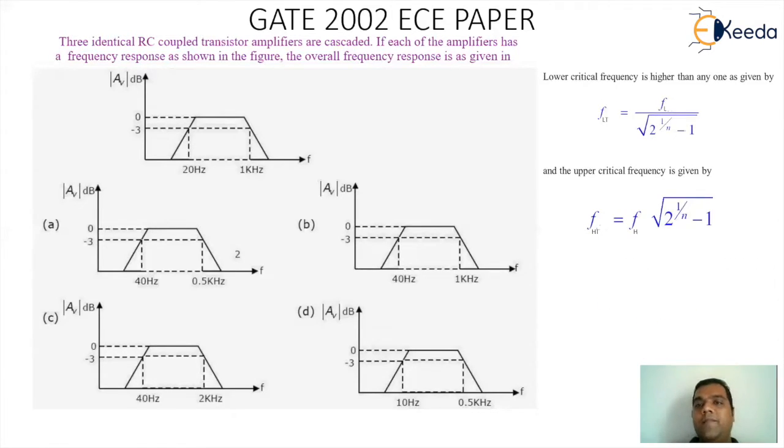So here is the logic. The lower cutoff frequency of the multi-stage circuitry is FLT, which is equal to FL divided by the square root of 2 raised to 1 by n, minus 1. And the upper cutoff frequency is FHT, which is equal to FH times the square root of 2 raised to 1 by n, minus 1. Here, the value of FL is 20 hertz, FH is 1 kilohertz, and since there are three identical stages, the value of n is substituted as 3. On solving, we get the value of FLT as 40 hertz and FHT as 0.5 kilohertz. So the correct answer is option A.